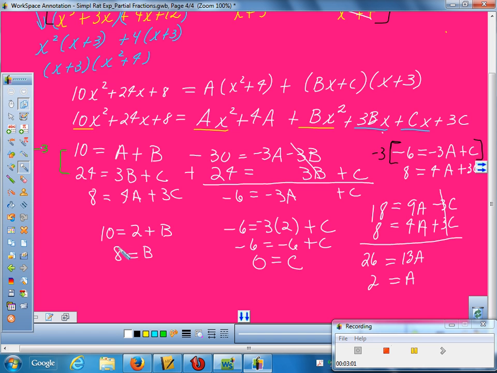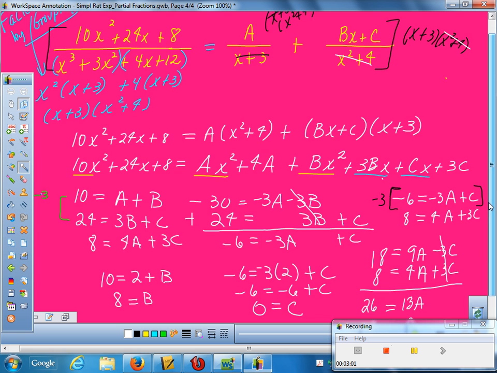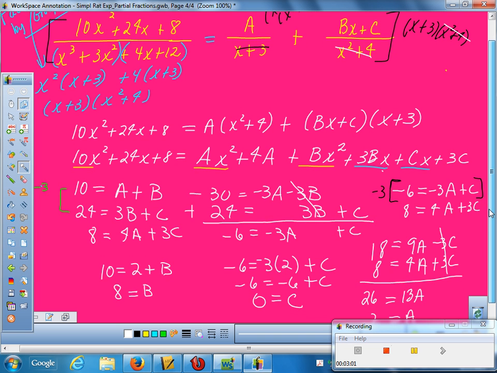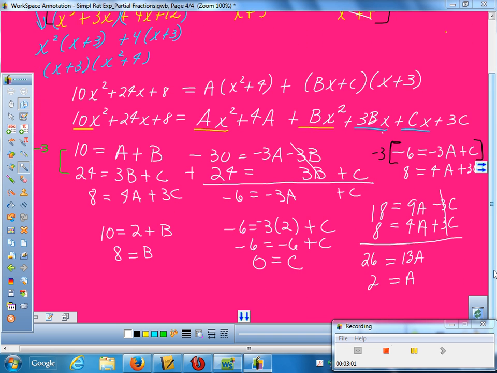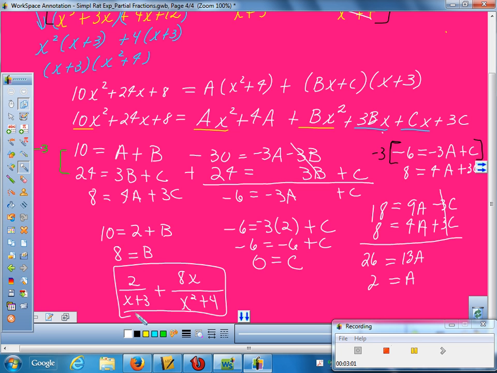Now remember, the final step is to write out the actual fractions. So I have to go back and look at the top and go, okay, a was originally a over x plus 3, so my fraction would be 2 over x plus 3 plus bx plus c would be 8x. c is 0, so it's gone, over x squared plus 4, and there would be my partial fractions that make up the original problem.